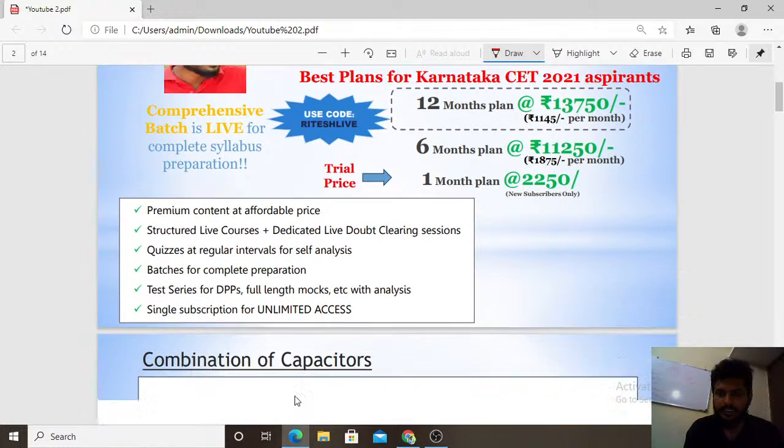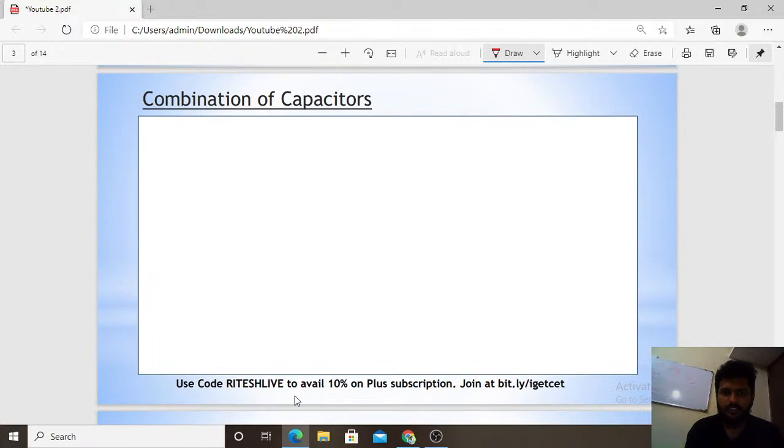Before going for the session, in combination of capacitors, we have two combinations. So before going for that, what is the basic law? Q is equal to CV. Everyone is well aware of it, right?